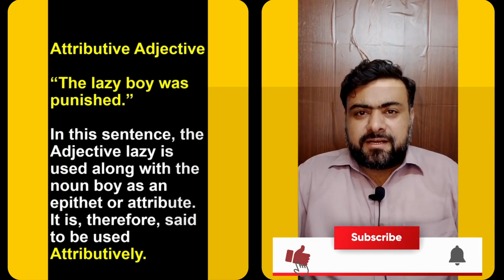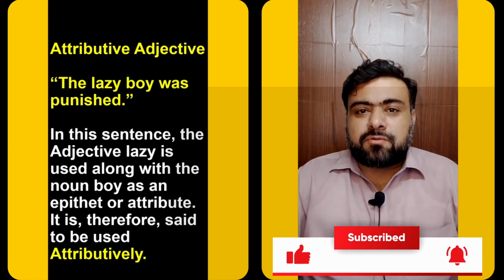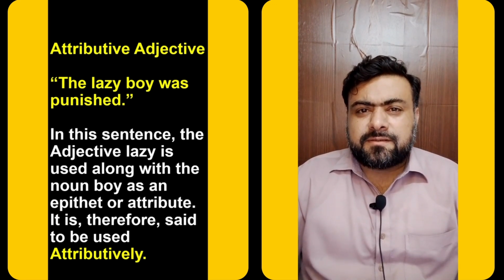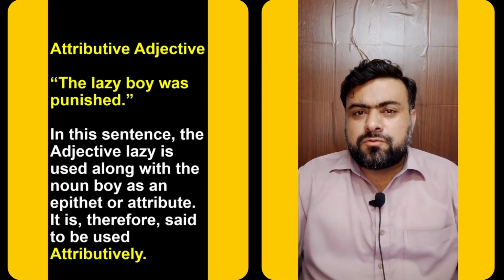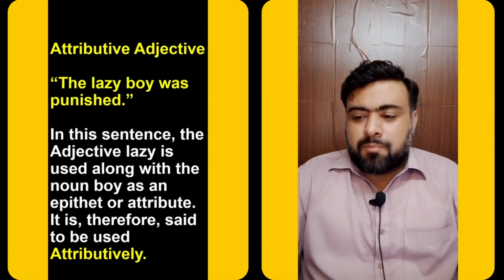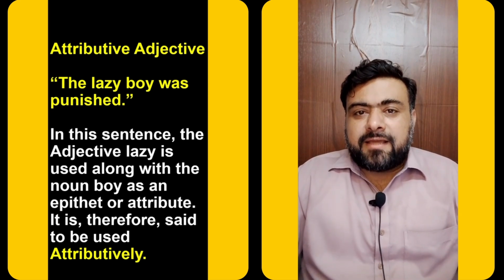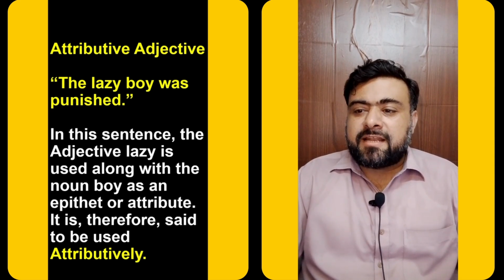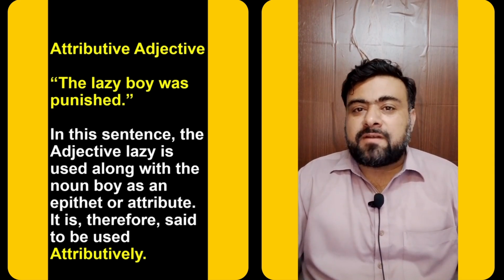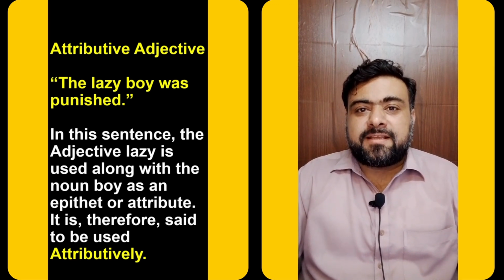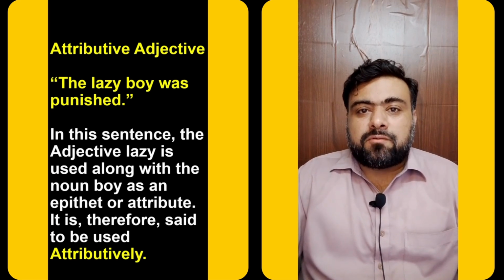We all know that adjectives qualify a noun. They describe, they point to a noun. They tell us the quantity of a noun. They tell us the quality of a noun. In this sentence, the adjective lazy has been used attributively as an attribute to the noun boy. Therefore, we can say that the adjective lazy in this sentence has been used attributively. So this is an attributive adjective. The adjective lazy in this sentence is an attributive adjective because it is an attribute of the noun boy.